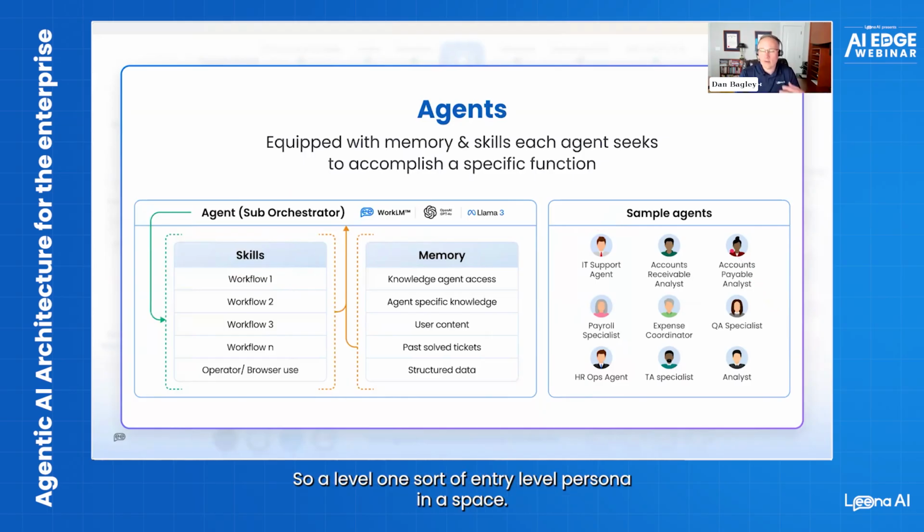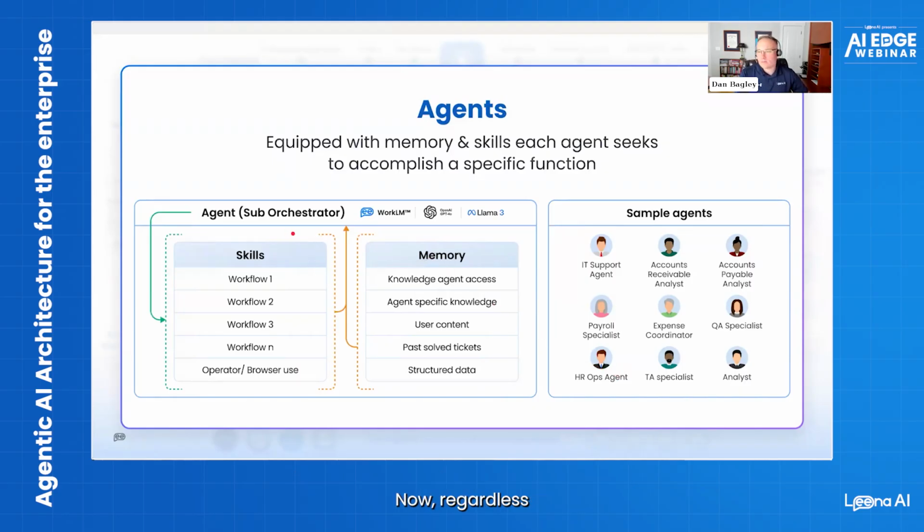So a level one, sort of entry-level persona in a space. I am an IT support agent. I can help reset a password. I can help open up a ticket. I'm a payroll specialist. I can take a look into your tax withholding. I can get you a pay stub, things along those lines. You could also think of agents as systems, integrations into enterprise systems.